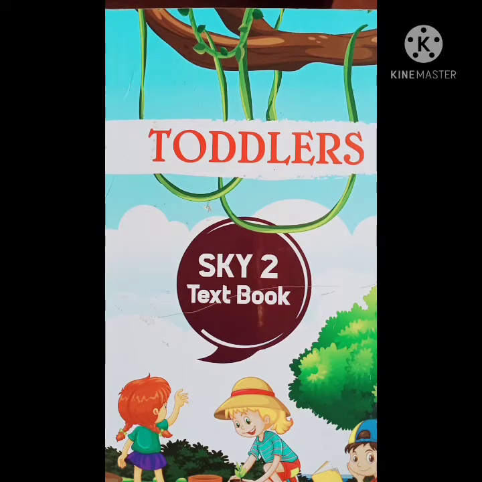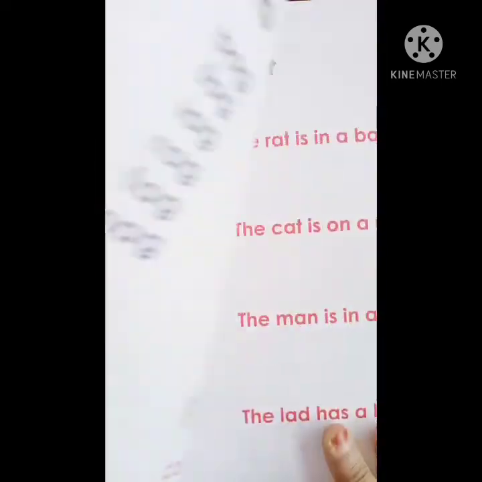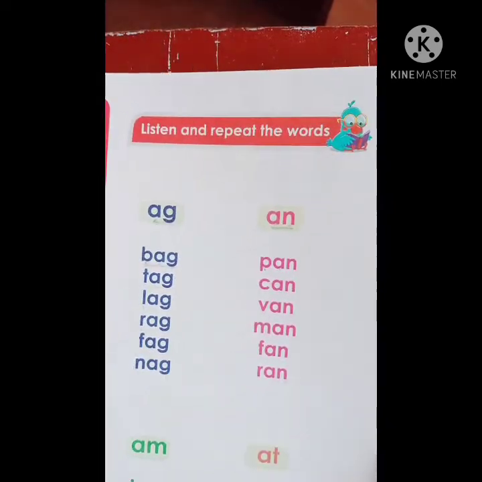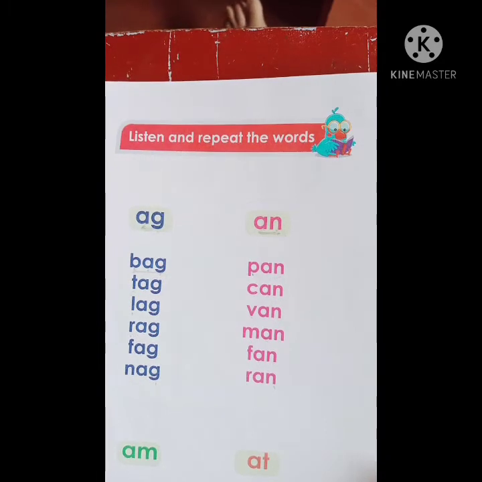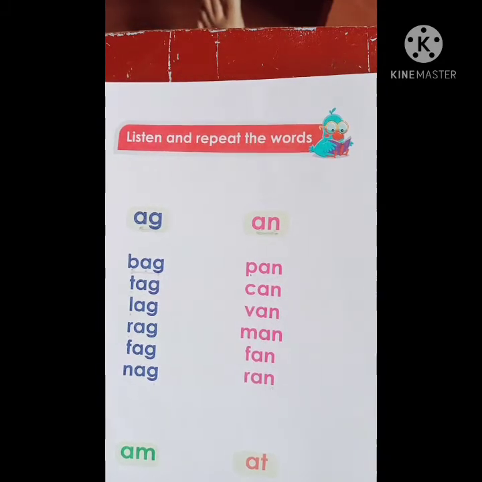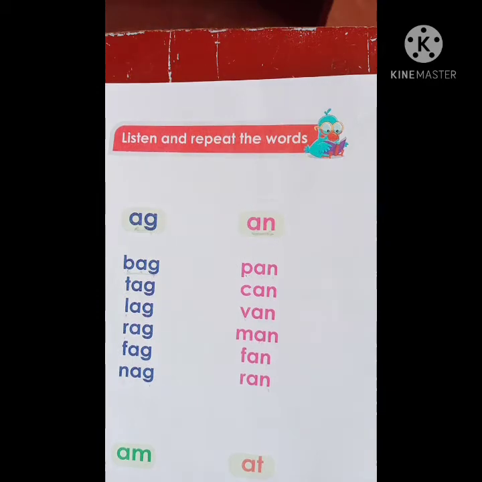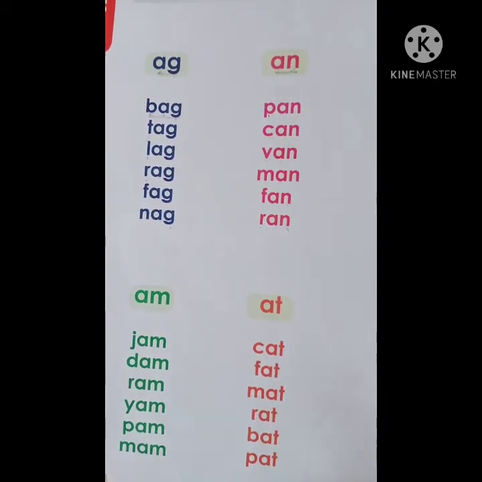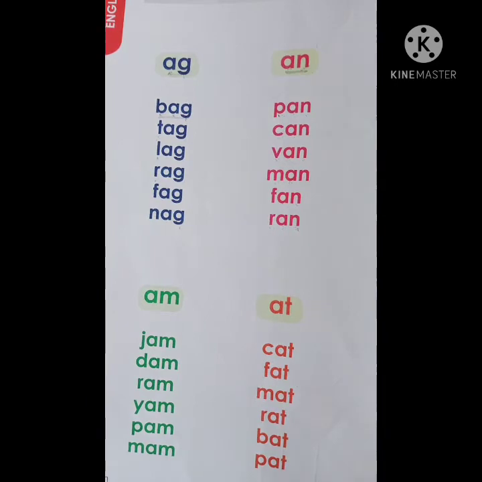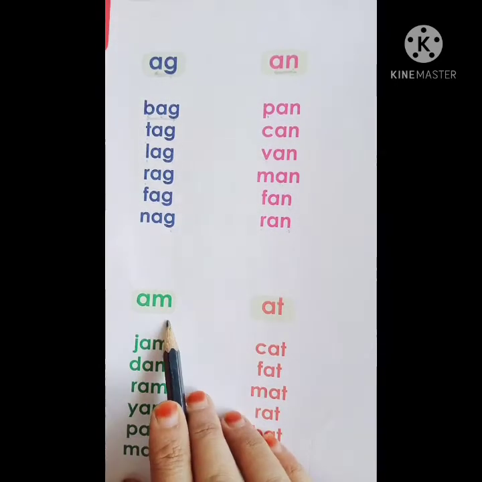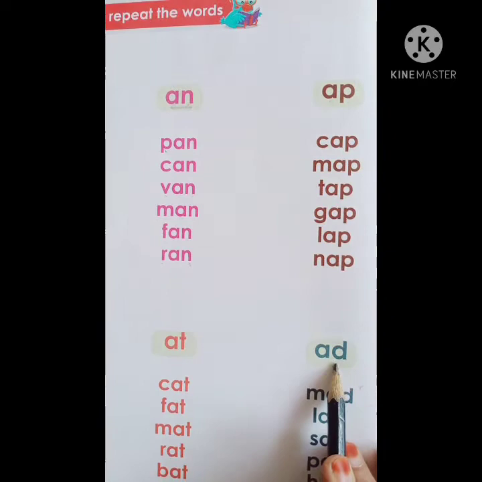Let's begin today's class. In the last class we learned some three letter words. Did you remember which words they were? Yes, we learned the CVC words, the three letter words. The last sounds were ag, an, and ap. And today we are going to learn some more three letter words about am, at, and add.